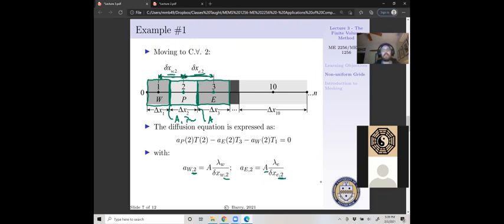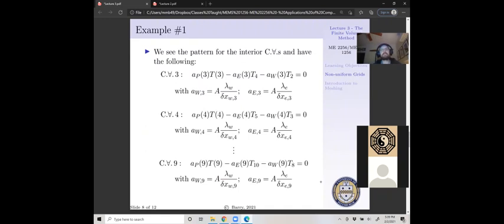We're just repeating it, right? This looks identical to what we did last week. And that's why the finite volume method is really powerful. It's really robust. We don't have to do any drastic changes. We begin to see the pattern, right? For our third control volume, we could say AP T3 minus A East T4 minus A West T2 is equal to 0. And we can define our coefficients. A West 3 is equal to A lambda W per delta X West 3. A East 3 is equal to A lambda E per delta X East 3.